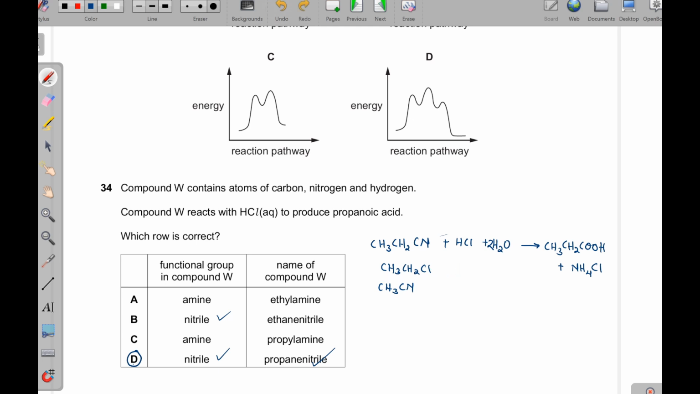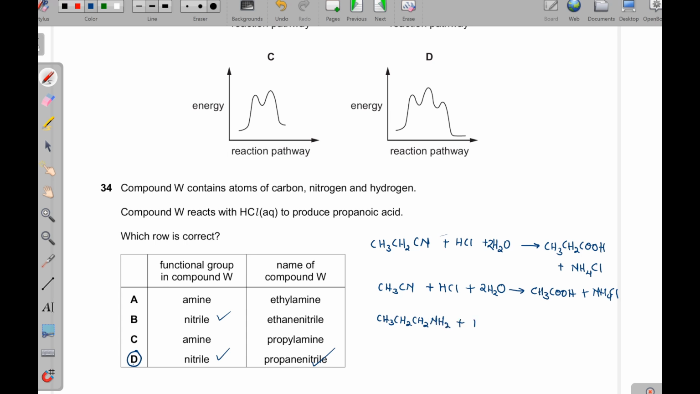You see that? Then after that, for ethane nitrile, we shall have also HCl here, then plus 2 water. Then you will get ethanoic acid instead. You see? Then plus the NH4Cl. This is ethanoic acid, so that one will be off. Now, let's look at an amine. So let's say we are using, let me begin with propyl amine. So propyl amine, this is CH3, CH2, CH2, then NH2.